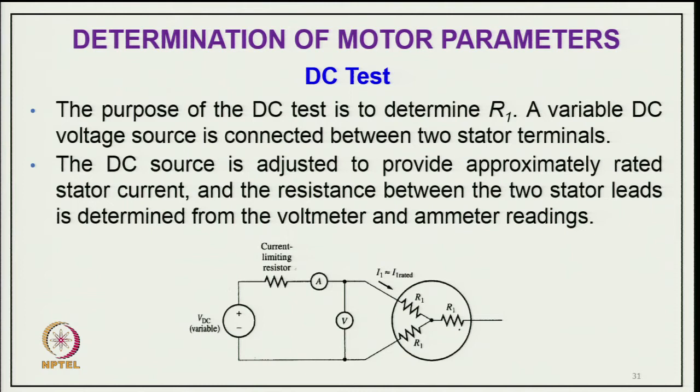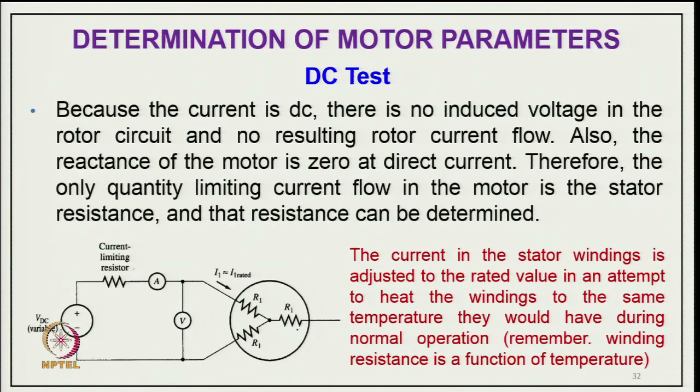Since it is DC, a voltmeter and ammeter are enough to get the value of resistance, and this is the current limiting resistance, because you might have a source which is itself of quite high value. Because the current is DC, there is no induced voltage in the rotor circuit.